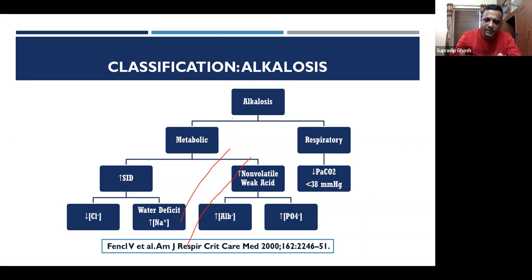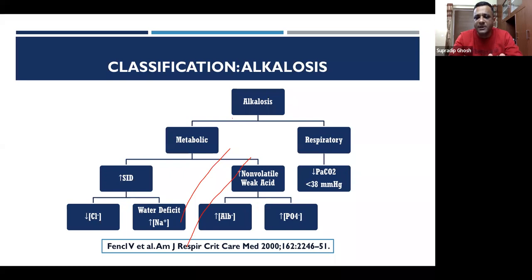If the PaCO2 is low, we call it respiratory alkalosis. If the PaCO2 is more, it is, I mean the other way around. If the PaCO2 is less than 38, it is respiratory alkalosis. If the PaCO2 is more than 42, it is respiratory acidosis. It is just like Henderson-Hasselbalch and Siggaard-Andersen. The only thing is that in the Stewart approach, we don't calculate whether there is a second disorder or not. It is straight away: PCO2 less than 38, respiratory alkalosis; PCO2 more than 42, respiratory acidosis.